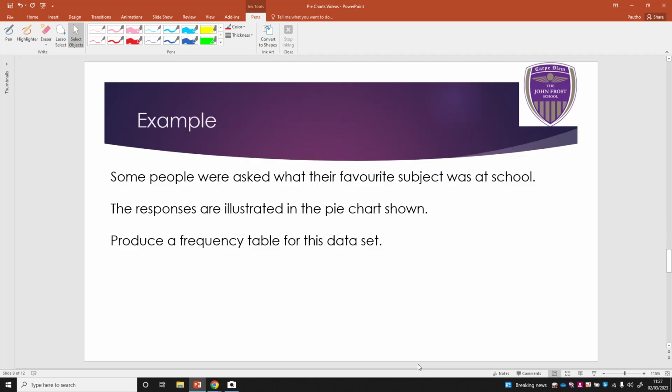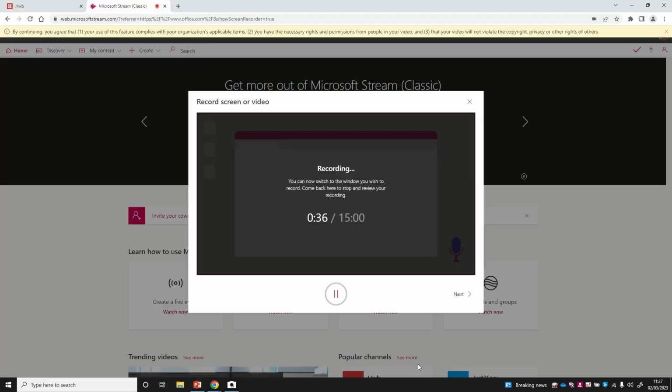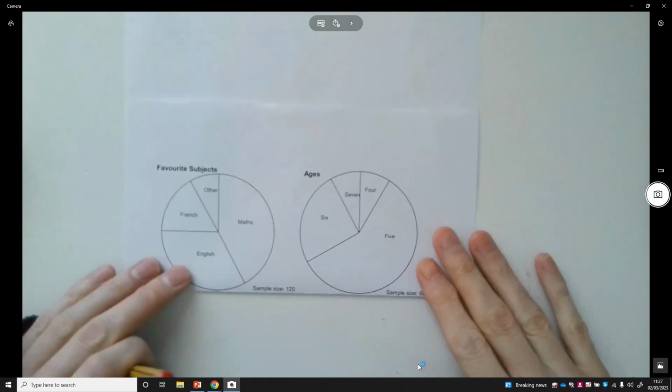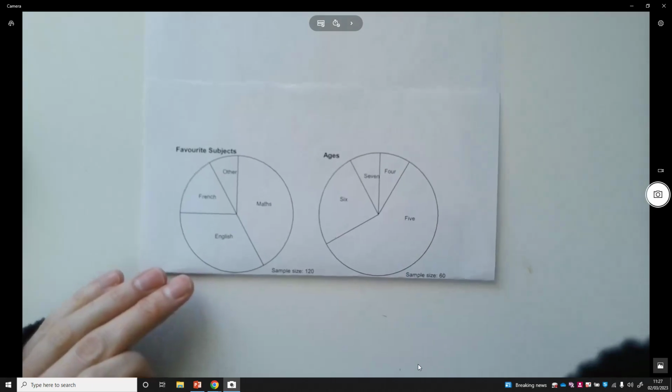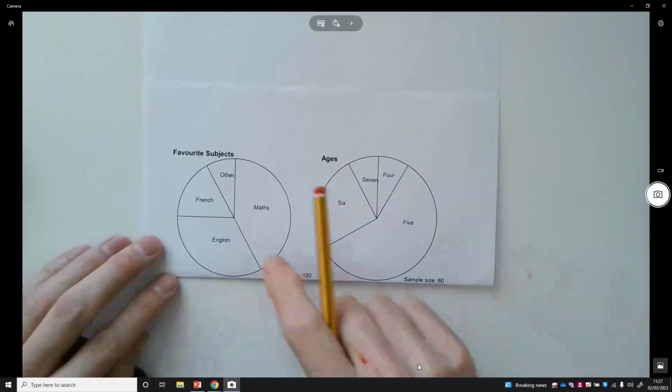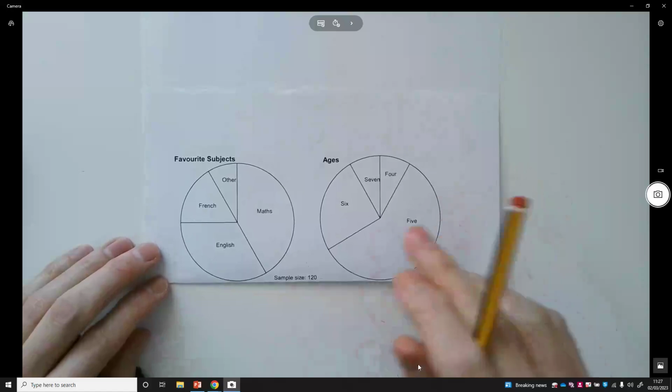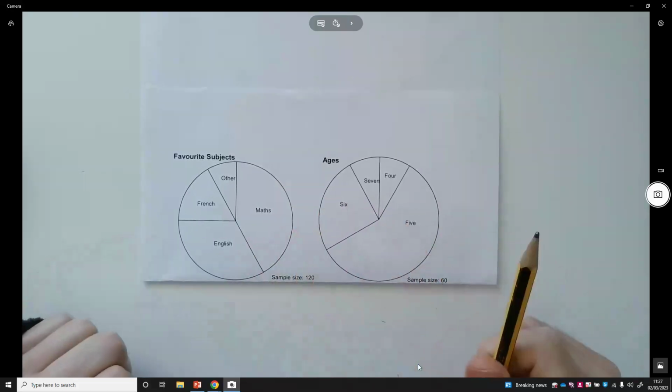Just one example here, because then the process is quite generic, really. Some people are asked what their favorite subject was at school. Better be maths, that's what I'm saying. The responses are illustrated in the pie chart shown. Produce a frequency table for this data set. So this is the pie chart here, and we're asked to turn this pie chart back into a frequency table.